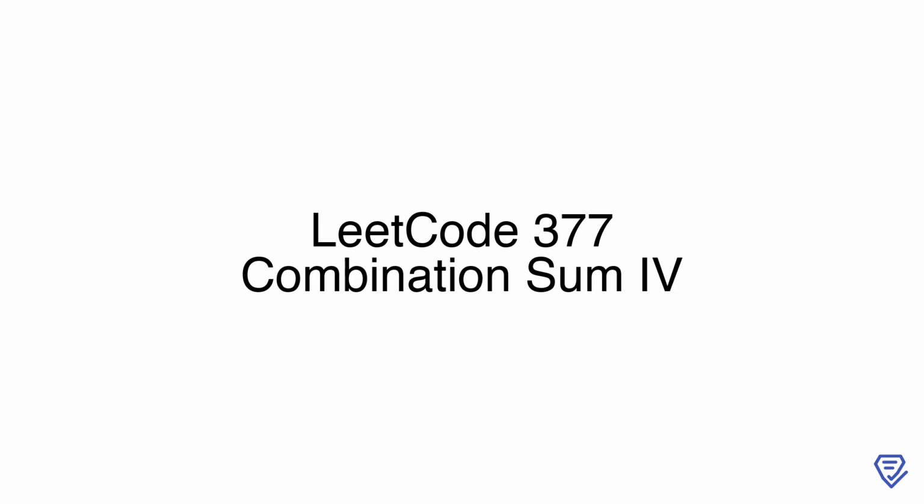Welcome to this problem walkthrough. Today, we'll be tackling LeetCode problem number 377, Combination Sum 4. This problem focuses on generating combinations that sum up to a target value, using dynamic programming or other strategies. Let's dive in and explore the problem and its various solutions step by step.